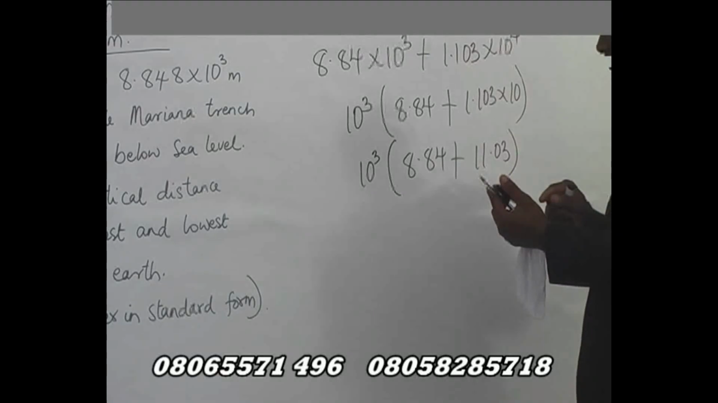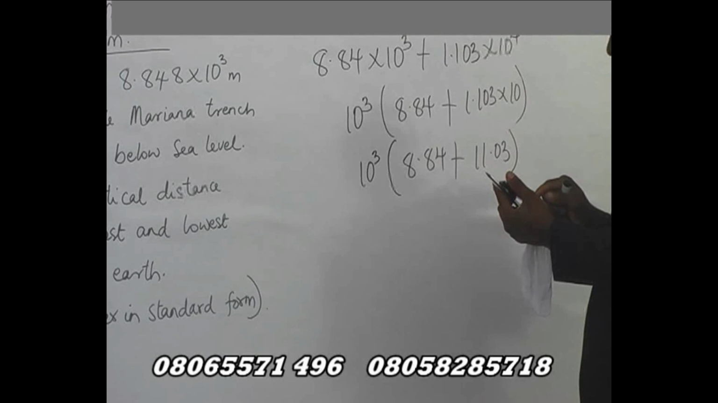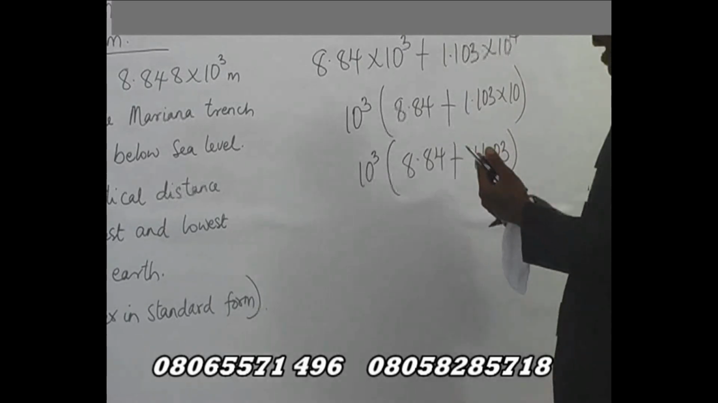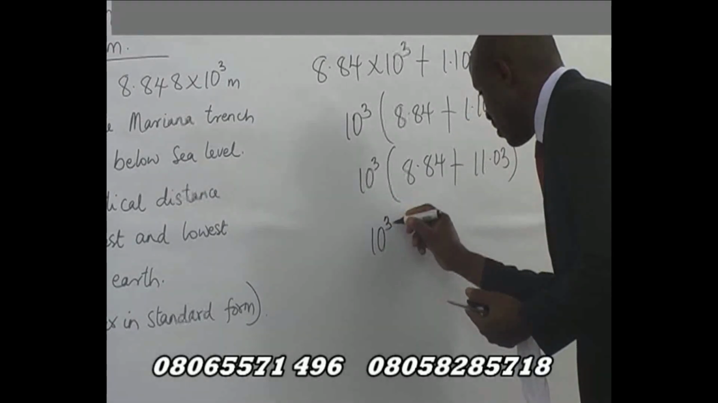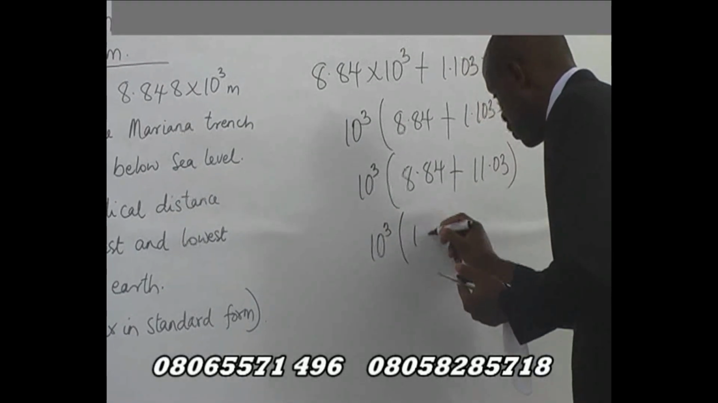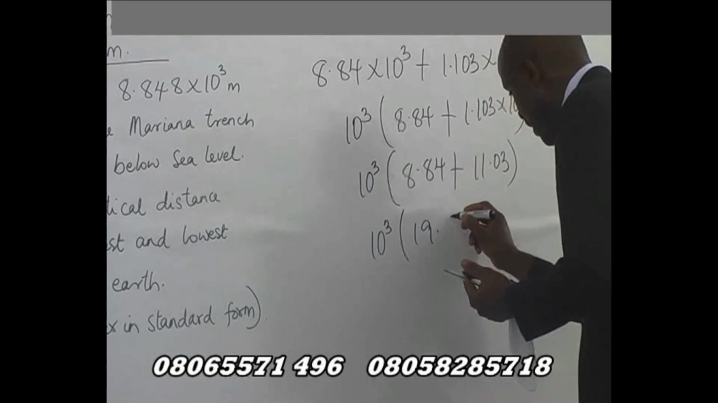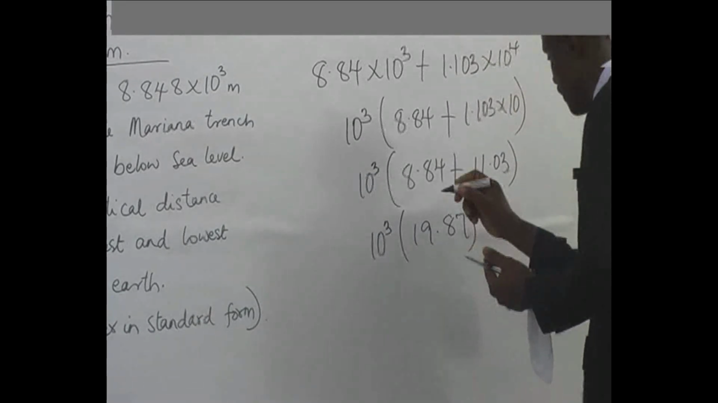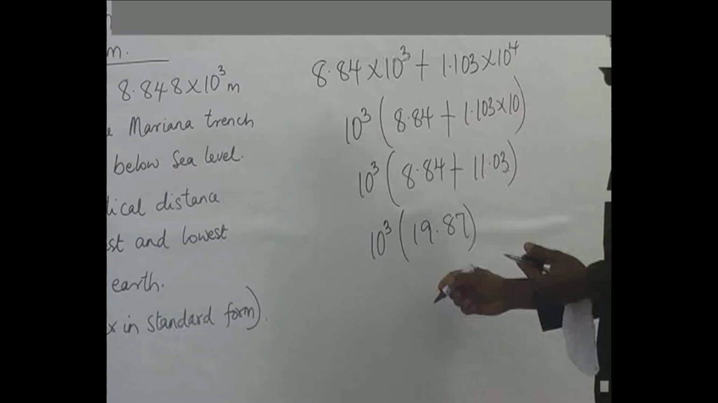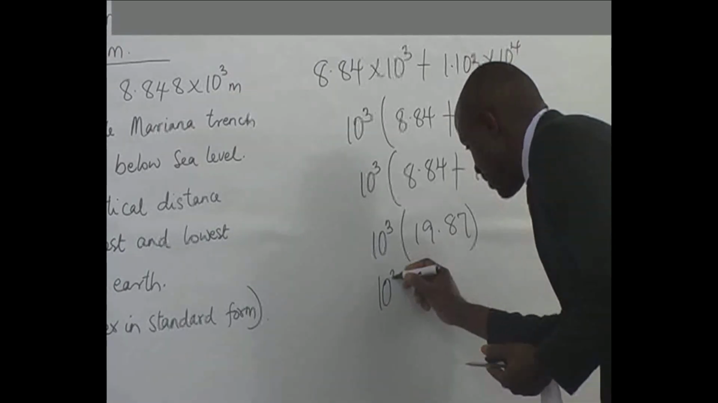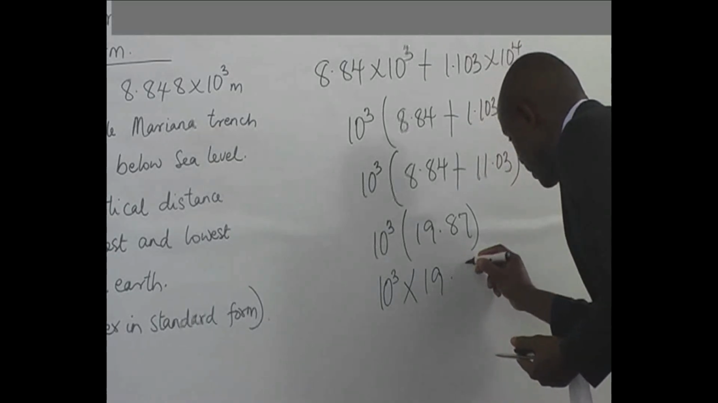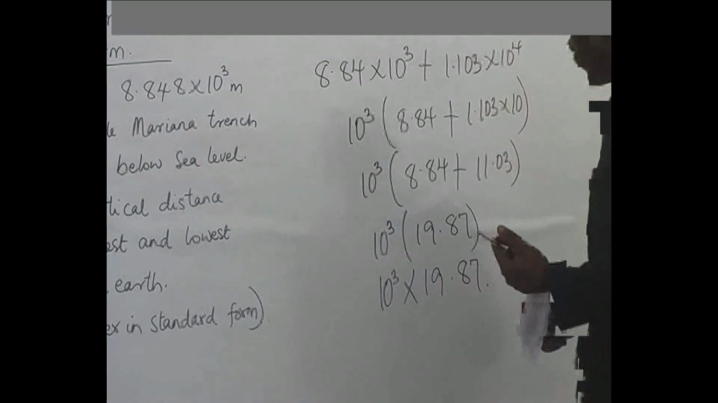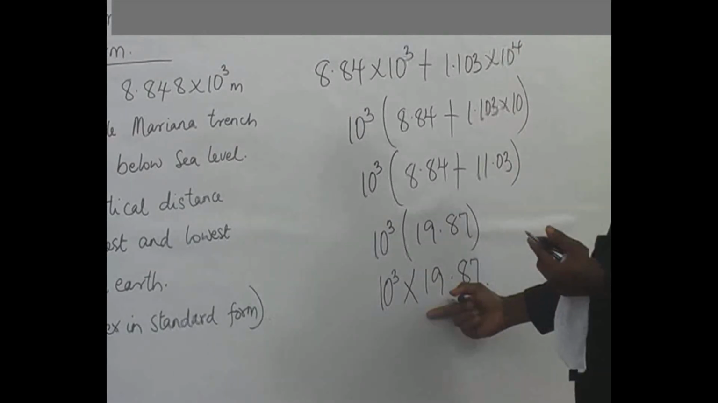8.84 plus 11.03 is giving us 19.87. So we have 10 exponent 3 outside the brackets, which must be multiplied by 19.87. If you remove the bracket, what this means is 10 exponent 3 times 19.87. You can leave this in this form.